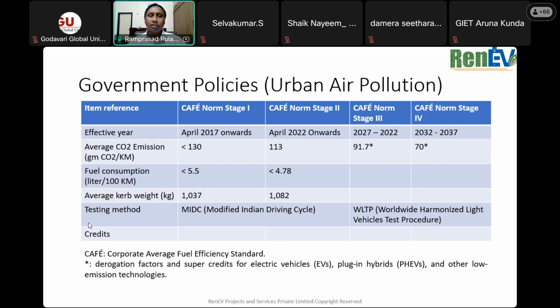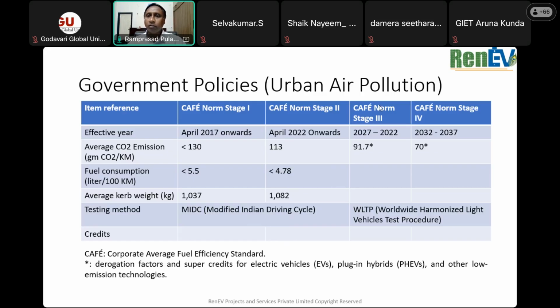So another variation we see among the CAFE norm stage 1, stage 2, stage 3 and stage 4 is the testing method. The testing method is MIDC right now, which is the Modified Indian Driving Cycle. If anybody has time, please research this MIDC, which specifies the different speeds at which a vehicle has to be driven to arrive at a liters per kilometer figure. So that is defined by the testing method called MIDC.